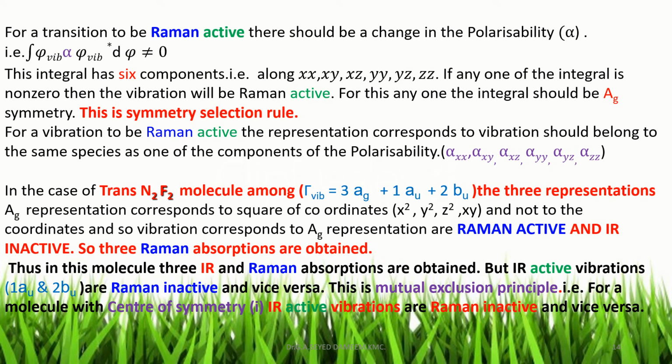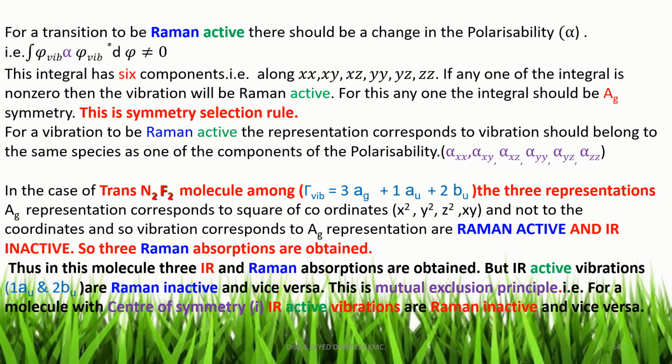For a transition to be Raman active, there should be a change in the polarizability during vibration, and the transition moment integral should not be equal to 0. Now, this integral has six components: xx, xy, xz, yy, yz, zz. If any one of the integrals is non-zero, then the vibration will be Raman active. For this, any one of the integrals should be Ag symmetric. This is the symmetry selection rule. For a vibration to be Raman active, the representation corresponding to the vibration should belong to the same species as one of the components of the polarizability, that is alpha xx, alpha xy, alpha xz, alpha yy, alpha yz, and alpha zz.